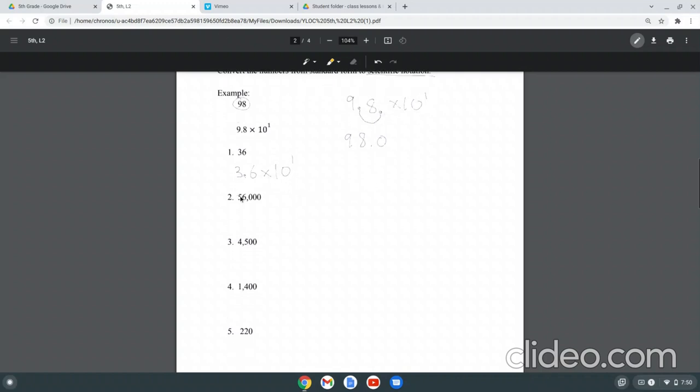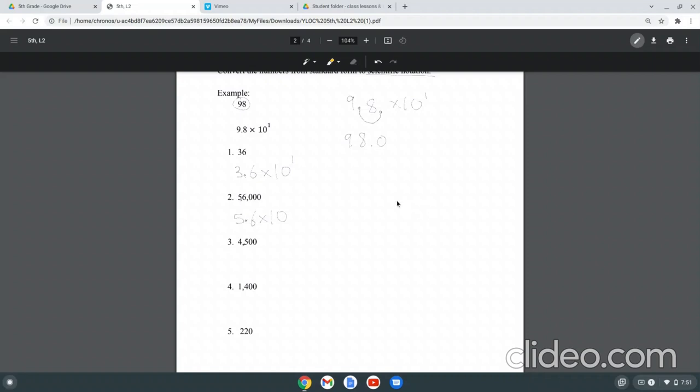So for 56,000, it might be a little confusing to know where you put the decimal place. It will always be over here. It's always between the numbers. Whatever is the first number, the decimal always goes after it. So 56,000 will be 5.6 times 10.